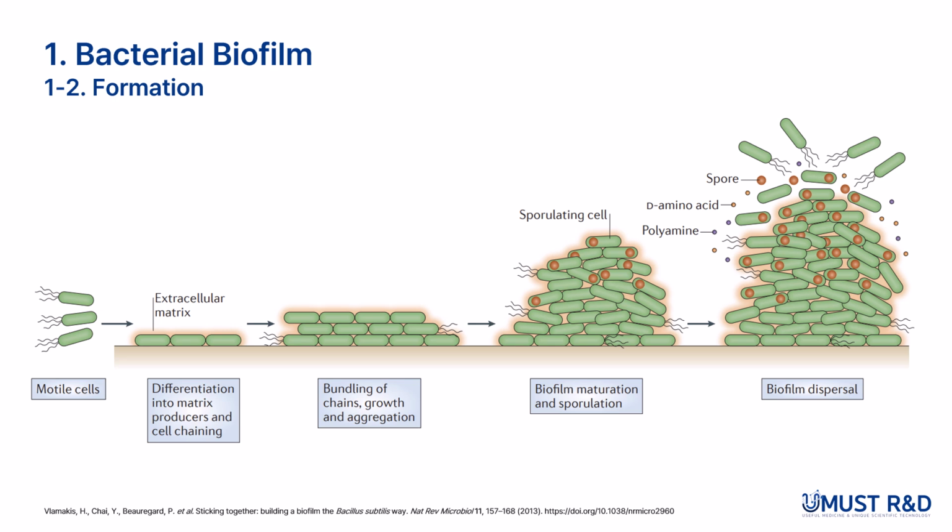Eventually, certain cells begin producing small molecules like D-amino acids and polyamines. These molecules break down the matrix, allowing some bacteria to escape and move elsewhere. Then the cycle begins again. Mobile bacteria find a new place to settle, and a new biofilm starts to form.